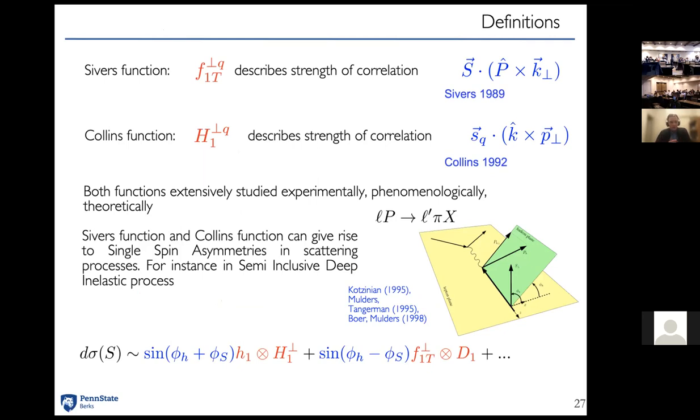I'll tell you a little more detail on that, but let me just remind you that in the cross section, we have the term with sine phi h plus phi s, the convolution of the transversity and Collins fragmentation function. That's the Collins asymmetry, if you like. And sine phi h minus phi s is the convolution of the Sivers TMD and the unpolarized fragmentation TMD. This is why I called my notebook Sivers for this one and Collins for that one. So that's what I will ask you to study.